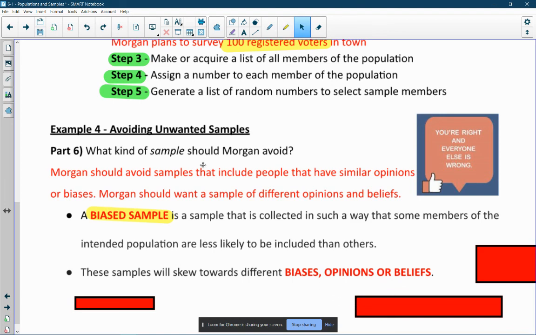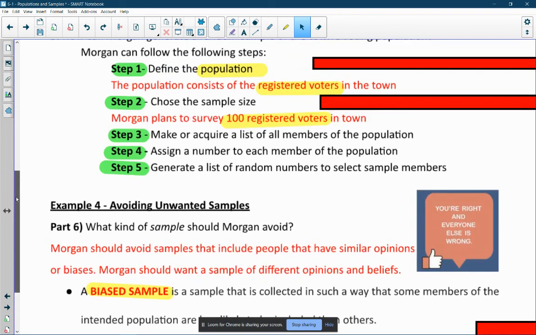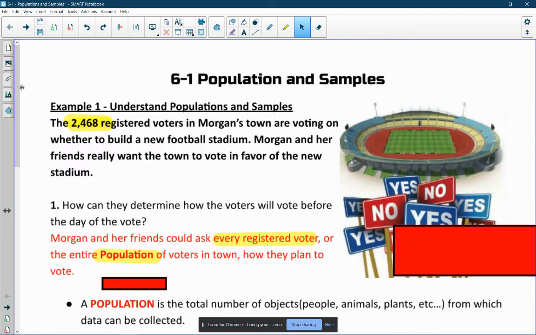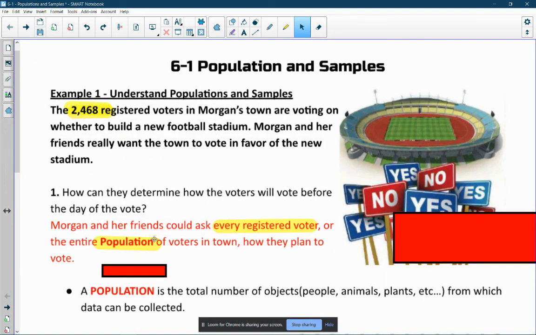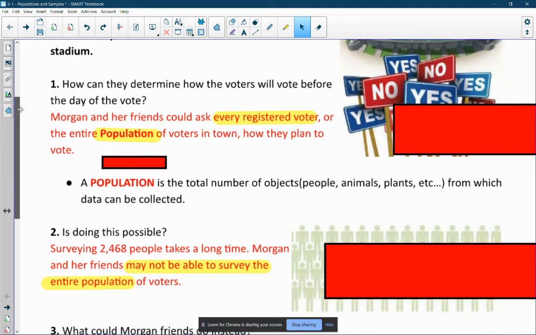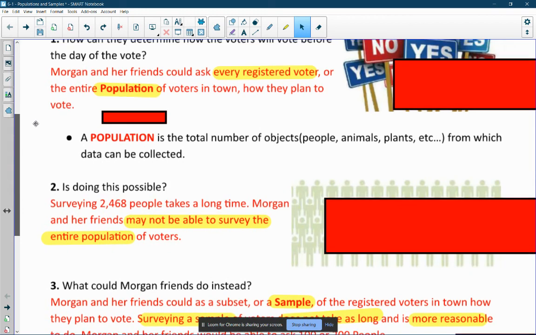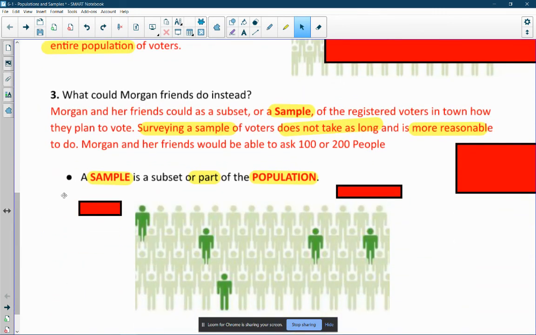So if we recall our vocab words from today and the things that we need to know, we need to know what a population is. That is the entire thing, all of the people in the town, as many people as possible that we want to know the opinion of, okay? We want to know what a sample is. A sample is a part of the population, a subset, okay?